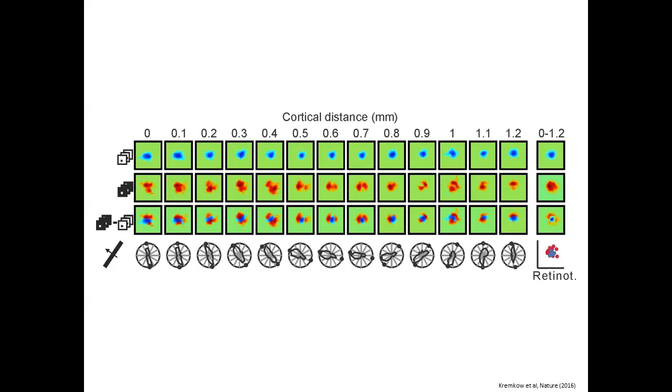The polar plots at the bottom illustrate the preference for the stimulus orientation of each cortical point, up and down at 0 millimeters, left at 0.6 millimeters. Finally, the scatter plot at the bottom right shows the centers of the strongest responses to darks in blue and lights in red.